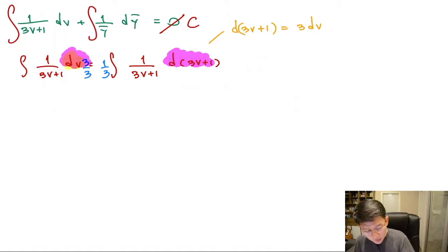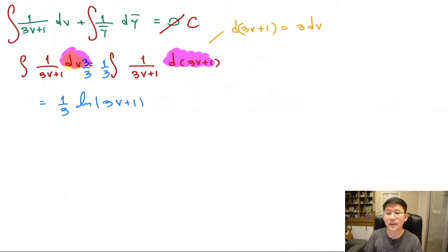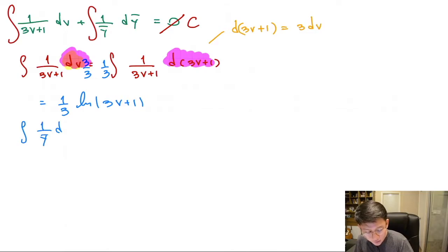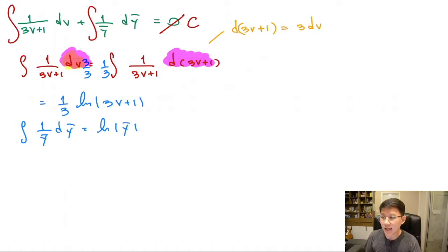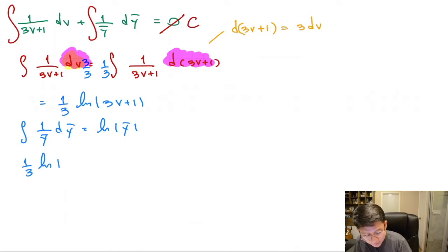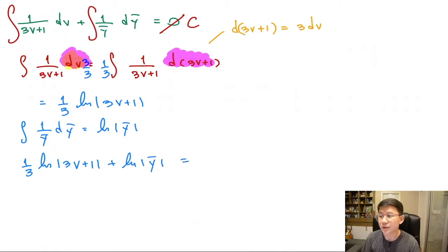So it turns out to be 1/3 of log of 3v plus 1, right? And the other one is pretty simple, y bar dy bar, and this one is just log of absolute value of y bar. And in that case, we have 1/3 of log of 3v plus 1 plus log of y bar equals c, isn't it? Right?